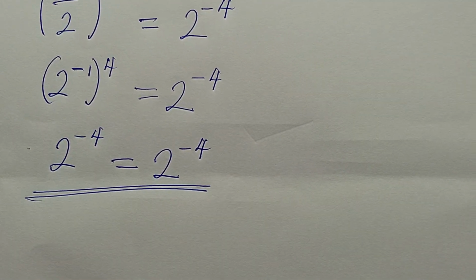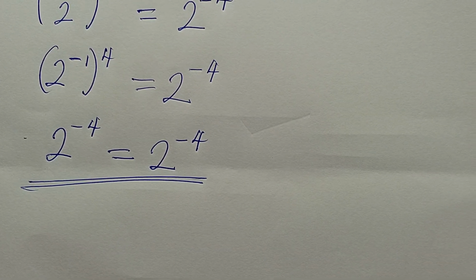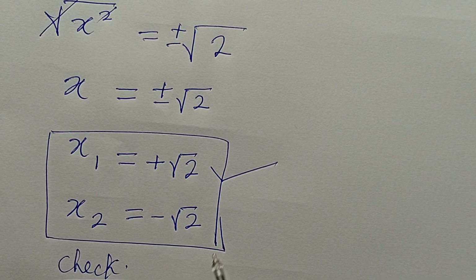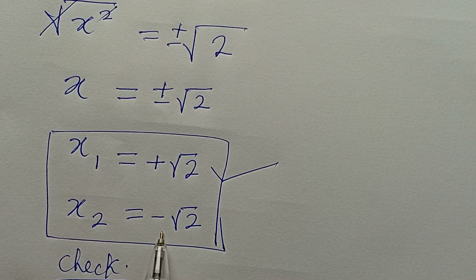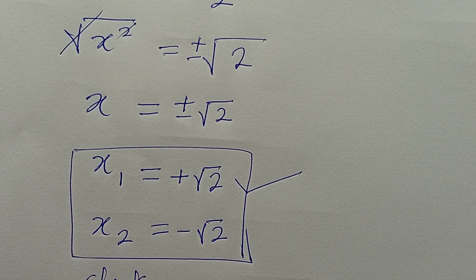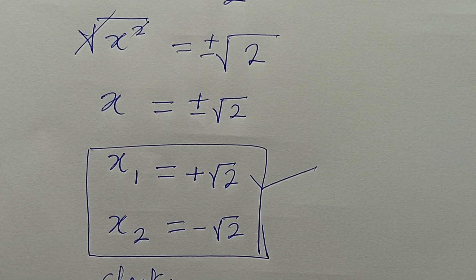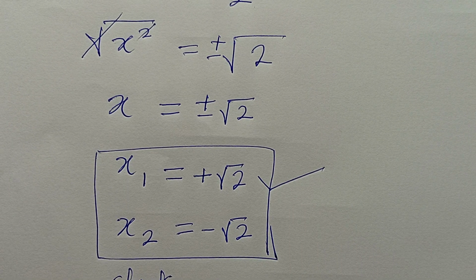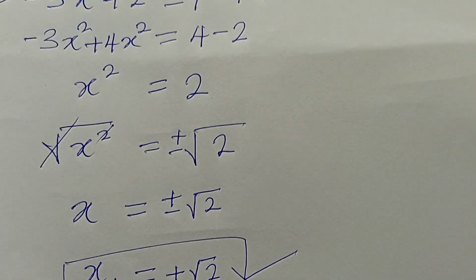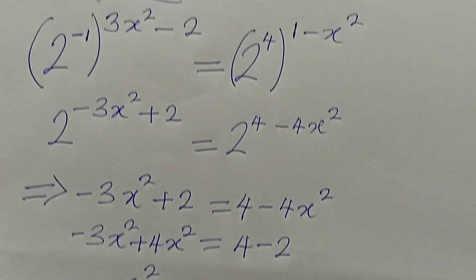But again, we want you to confirm the second root by yourself. Check if the second root, x2 equal to minus root 2, actually satisfies the equation. If it does, drop in the comment section yes. But if it doesn't, just say no, and I will prove in the next video whether it satisfies the original equation or not. So this is how we solve an exponential equation of this kind.